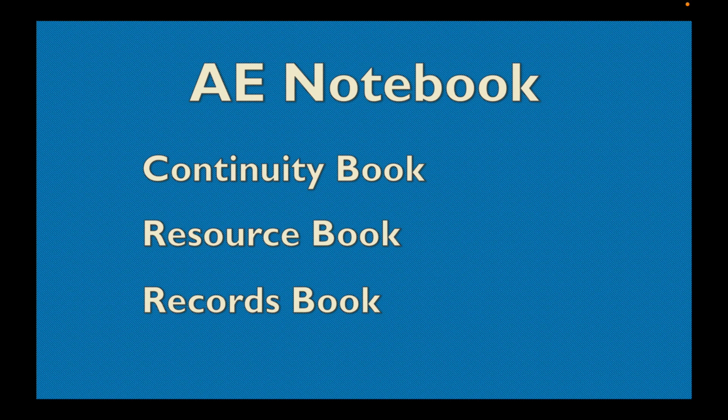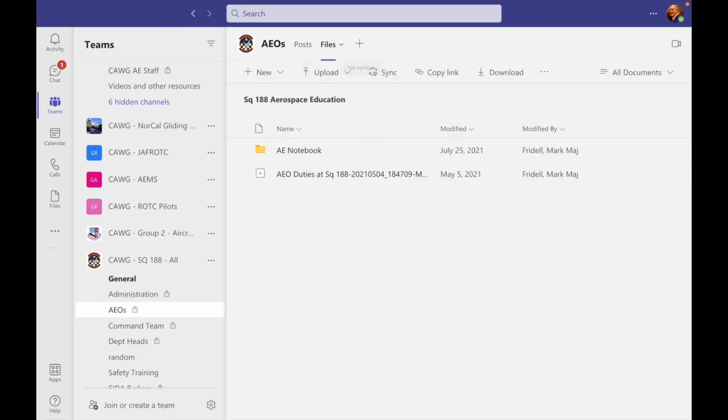Finally, and in conclusion, and if you're still awake, as I mentioned at the beginning, the AE Notebook is a continuity book, it's a resource book, and it's a records book. And all this is good, but it doesn't do any good unless it's accessible. In our squadron, we keep it in Teams under our squadron, AEOs, and in the files section. So just make sure that wherever it's located, that people are aware of that.